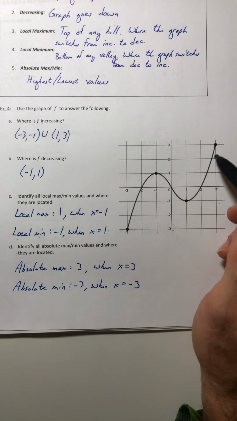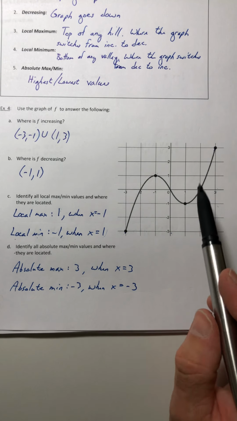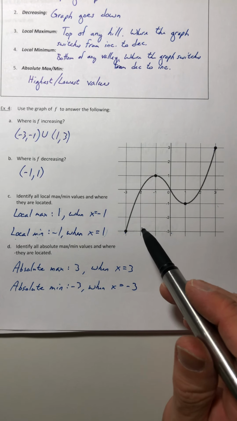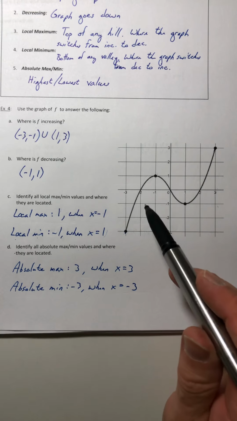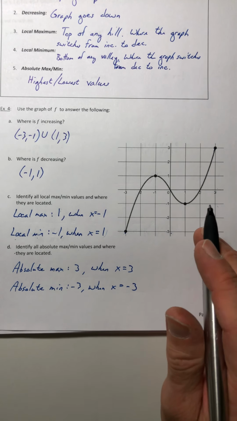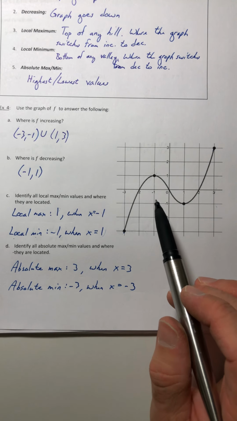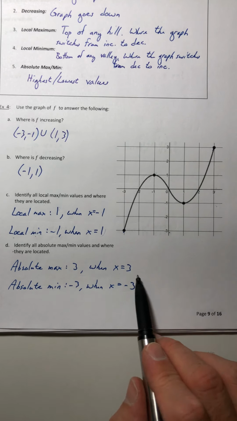Now the absolute max and mins, they don't always occur at the endpoint. Sometimes they're in the middle somewhere, but you're still looking for the highest actual value and then the lowest actual value. There can be a tie, like there might be more than one spot that it happens, and that's okay. You just have 2 locations.